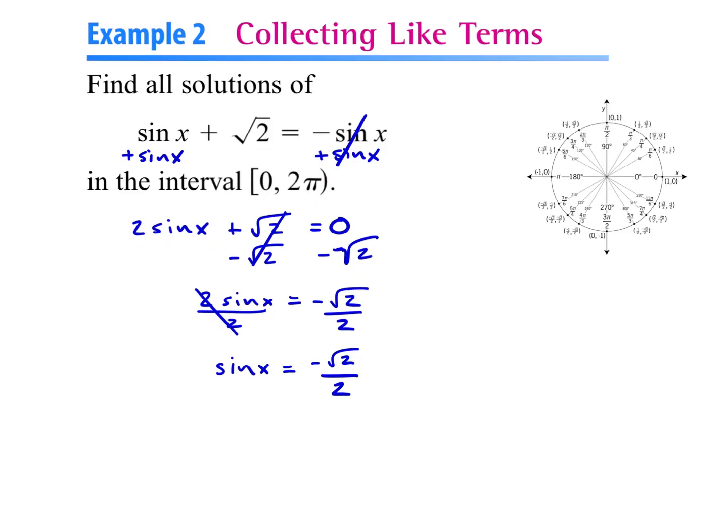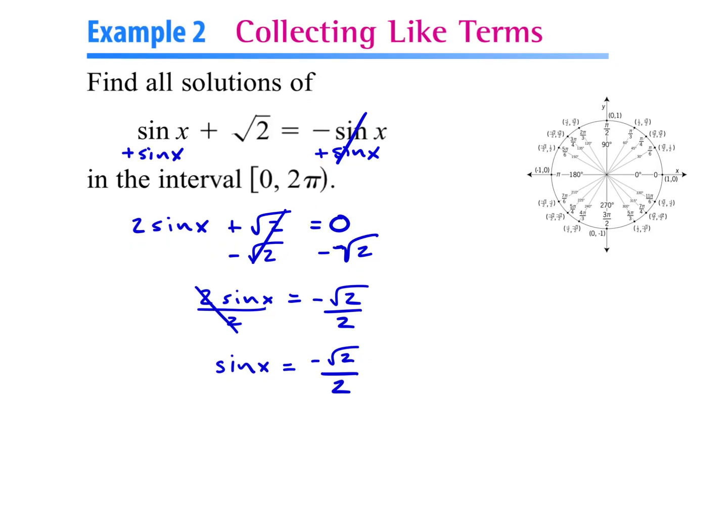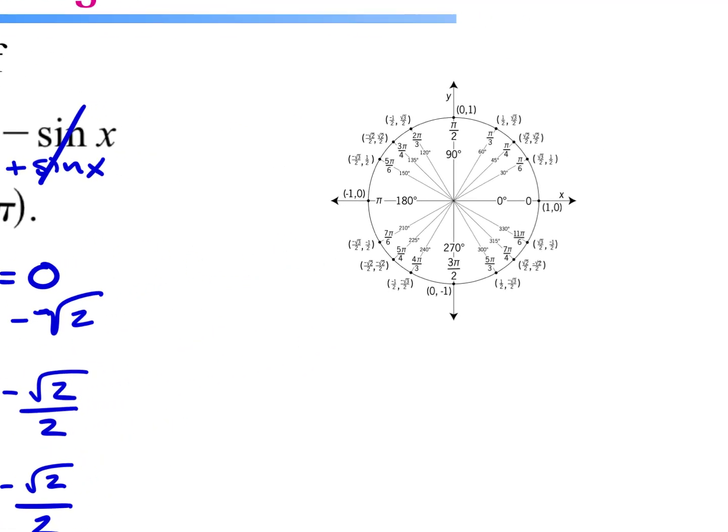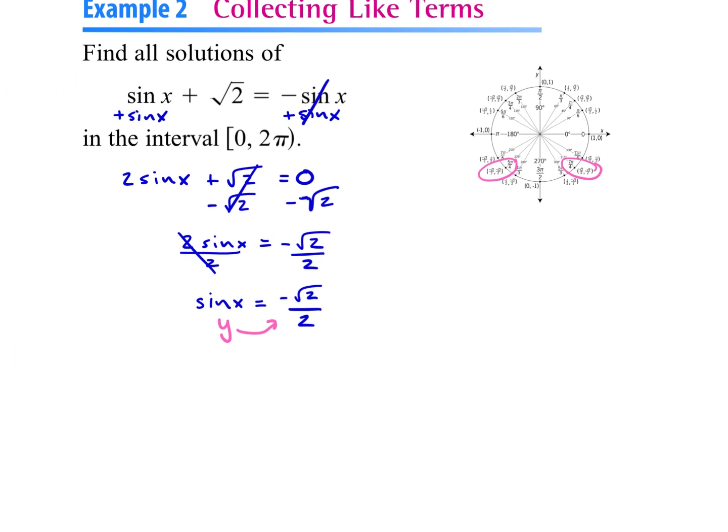Now sine tells us we look at what on the unit circle? The y. I want to see where on the unit circle is my y value negative square root 2 over 2. So we're going to go to our unit circle. Where is our y value negative square root 2 over 2? 5 pi over 4. Anywhere else? 7 pi over 4. Perfect. So our answer is x equals 5 pi over 4 and 7 pi over 4.